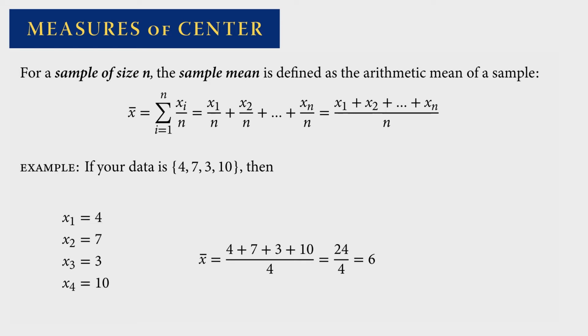Here's an example of calculating the mean. n equals 4, so we add up the four numbers of the data and divide by 4. That will give us the sample mean. And we'll always put a bar over the variable to denote the sample mean. We'll always use n to denote the size of the sample. This is a standard notation that you'll see everywhere.